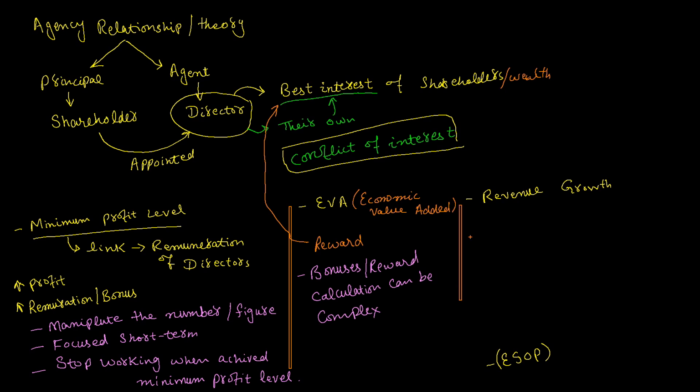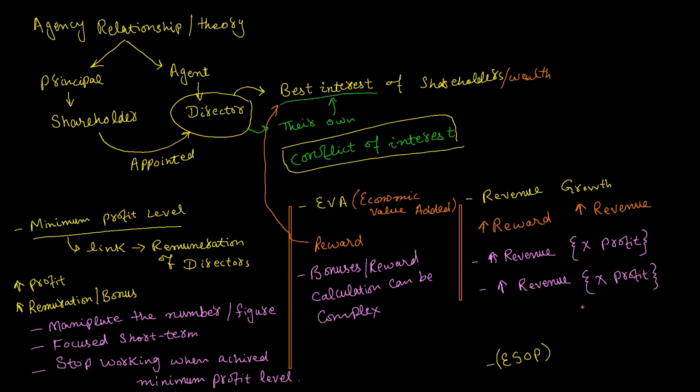Now, if we talk about the revenue growth, according to the revenue growth, the manager will get more reward when the revenue of the company will increase. But again, we have certain problems with this method. For example, a manager or director of the company may try to sell a product which may increase the revenue, but on the other hand, it is not profitable. So they are increasing revenue at the cost of profit. Fine. They can also increase their revenue, for example, by decreasing the sales price per unit. In this way, they can sell more units, but again, they will compromise with the profits of the company. So those were its major drawbacks.